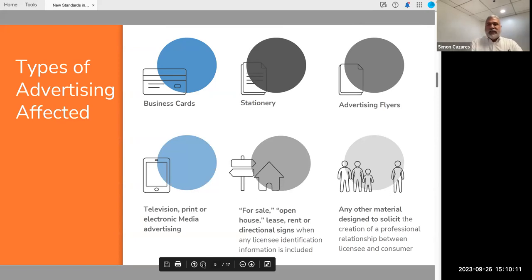Any other materials designated to solicit the creation of a professional relationship between the licensee and the consumer. So anything that you are doing that involves the consumer, you must include the name of the company and your license number. Now, if I'm having a conversation with my immediate family, just for personal use, then no, you don't have to put any type of information.